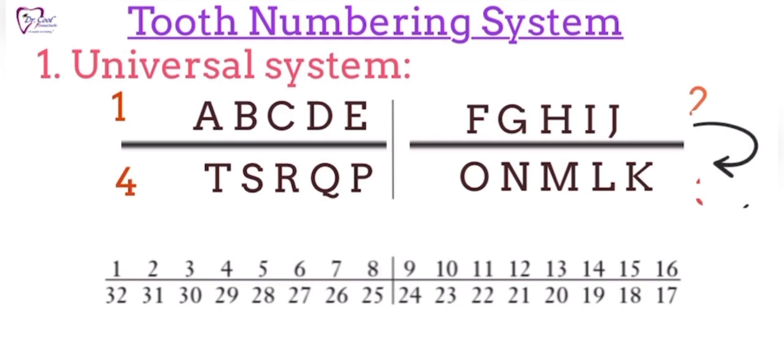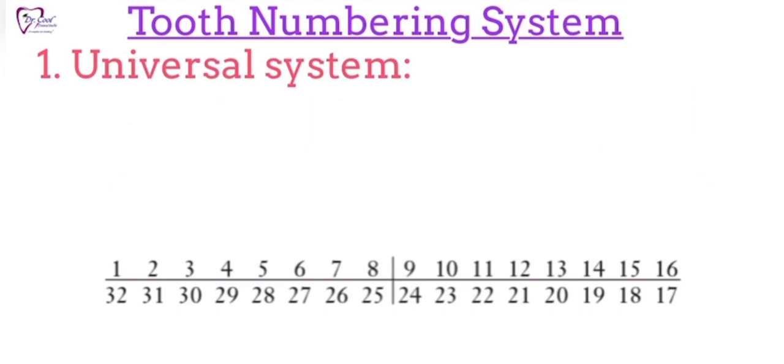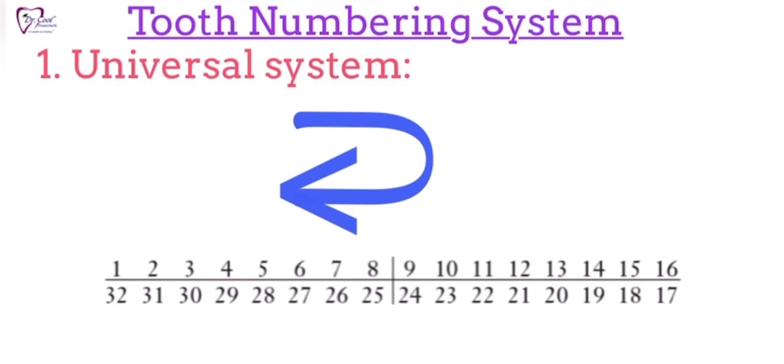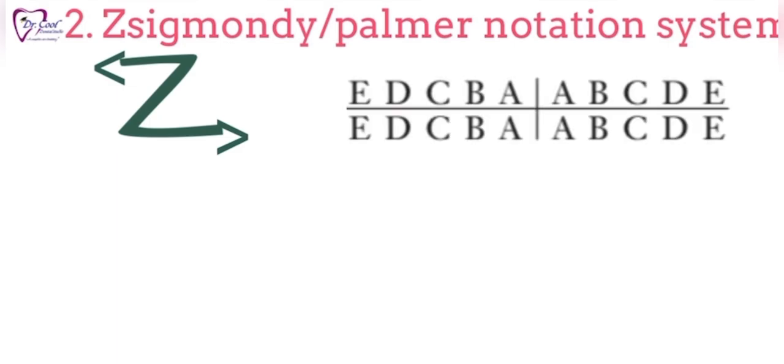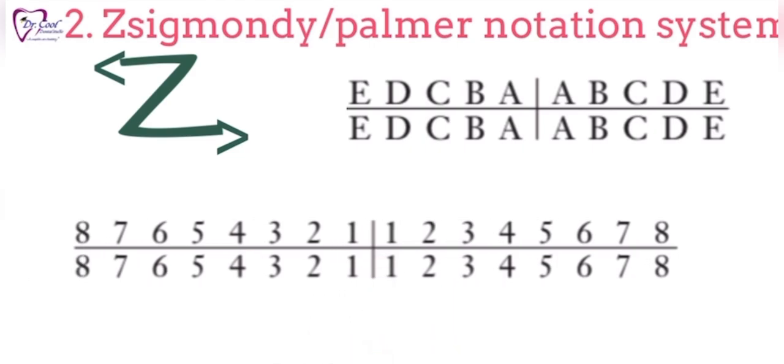Now, trick to remember the universal system is write the first alphabet, that is U, in a horizontal direction and follow the arrow as shown in the figure. Okay. Now, coming to the next system, that is Zsigmondy-Palmer notation system. For this also the trick is the first alphabet, write it and follow the arrows. In this system, the tooth numbering starts from the center and ends at the corner. For every quadrant, the numbering starts at the center and ends at the corner. Here also, alphabets are used to write for the primary dentition and numbers are used to denote the permanent dentition.